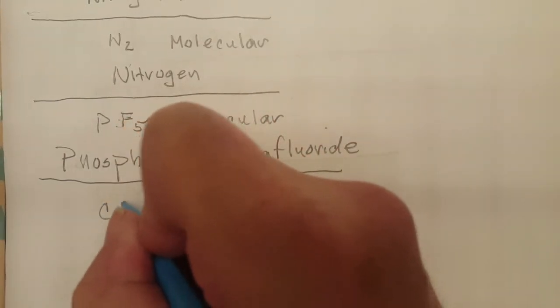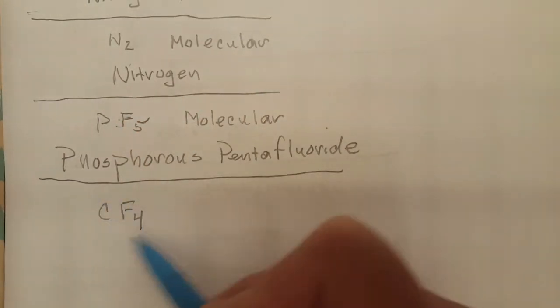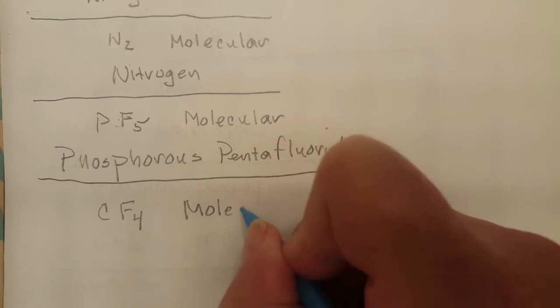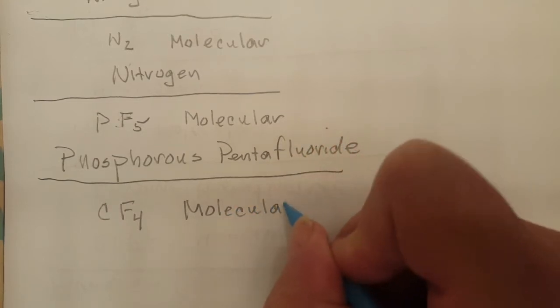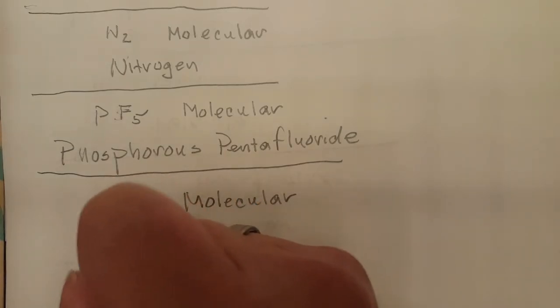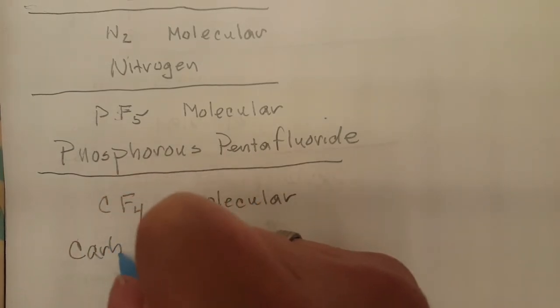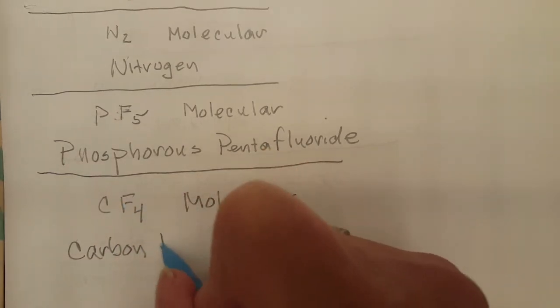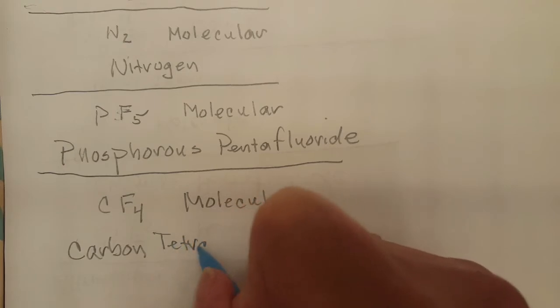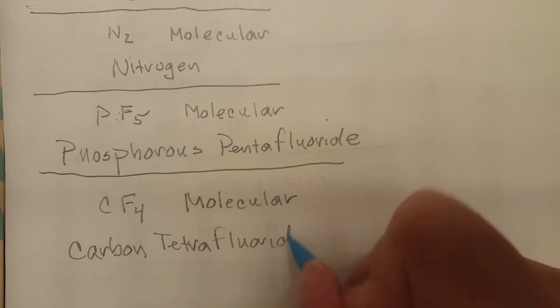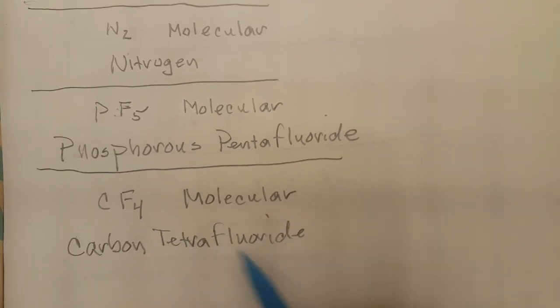Carbon, F4. Is there a metal in there? Carbon, fluoride, they're both nonmetal, so this also is molecular. Molecular. Begins with carbon. There's 4 fluorides, so that's tetrafluoride. So this is carbon tetrafluoride.